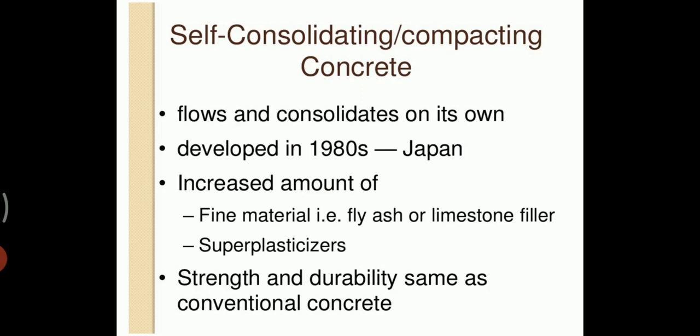It was developed during the 1980s in Japan. What are the special features, or the special constituents in this concrete, that is SCC, self-compacting concrete? Fine material, that is fly ash or limestone filler, then superplasticizer, and strength and durability same as conventional concrete. Our ultimate aim is that whatever modification we give to the concrete, it should not affect the durability and strength compared to conventional concrete. So that is also achieved in this self-compacting concrete.